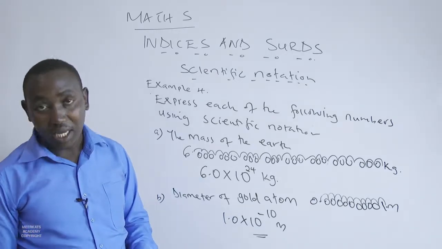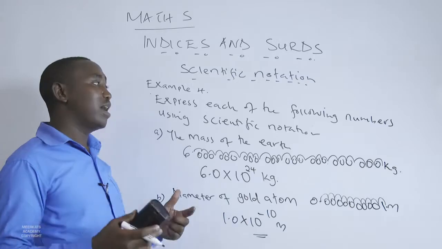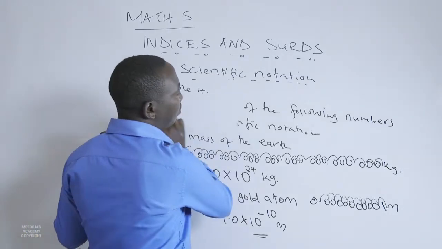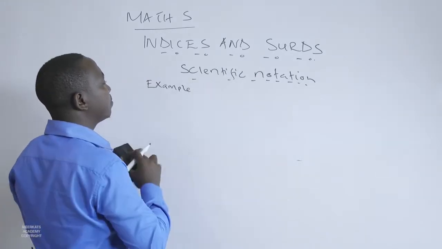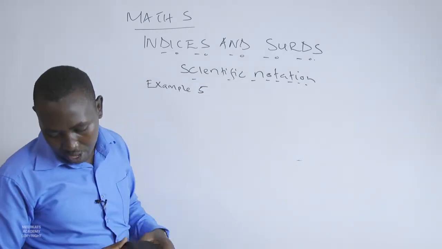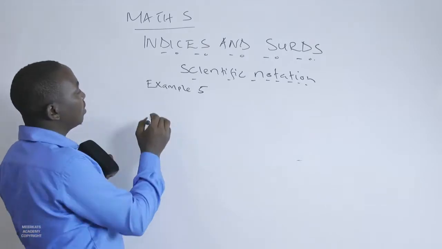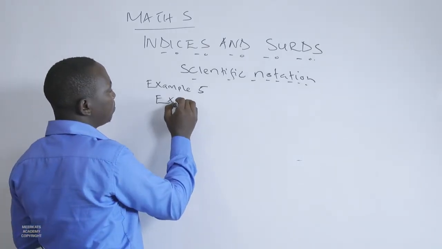Let us look at a case where you are now told to revert back, as example 5, where we are told: express each of the following in decimal form.